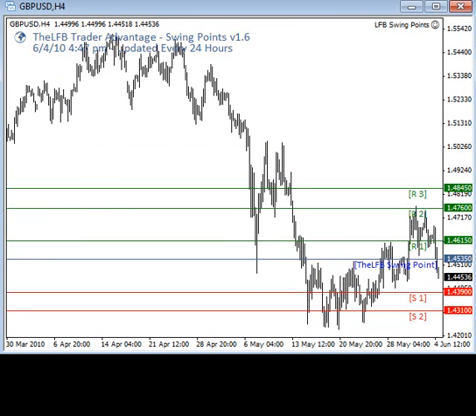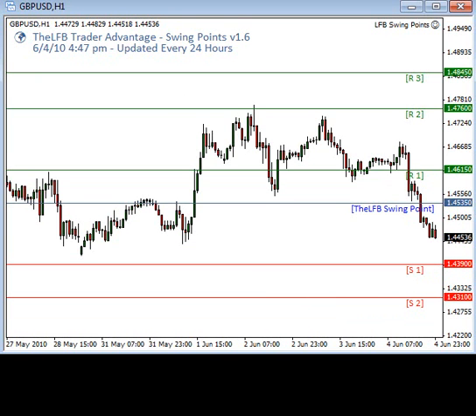The pound, seen here on a 4-hour chart, is showing signs of being overbought. Here on the 1-hour chart, we see that the pound is opening below the neutral swing point, suggesting that there is an initial short bias for the day.